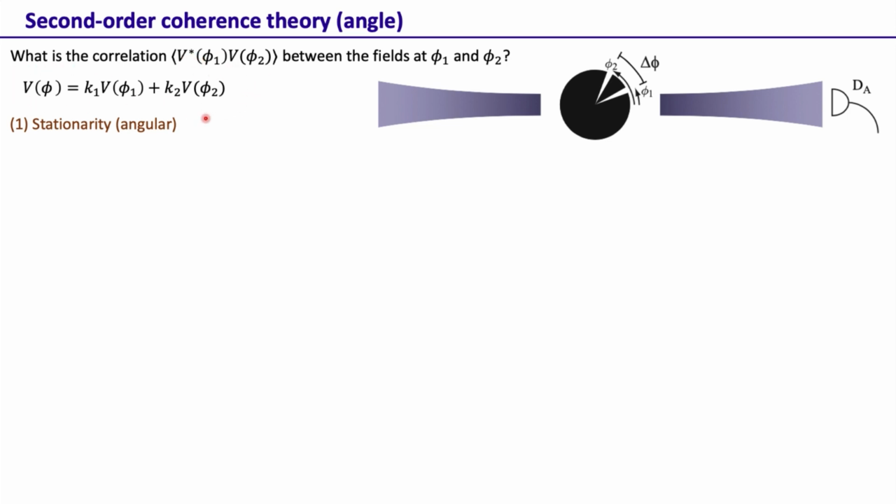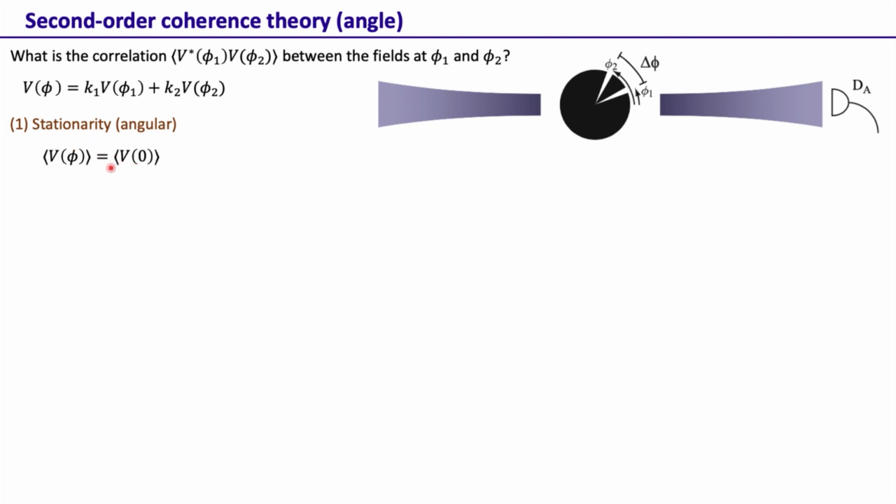But again, before we answer this question, let's look at the essential mathematical concept. This is just a repeat of what we did for time and space. We'll do the same thing for angle. So the first concept would be stationarity in angle. What does it mean? It means a similar thing: that the mean of the signal has to be independent of the origin of the angle.